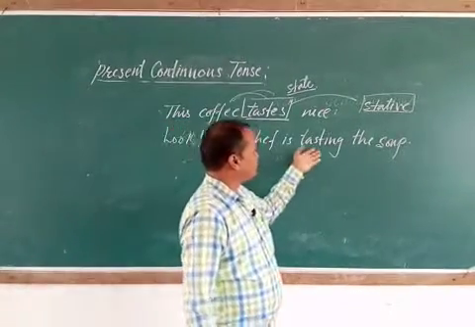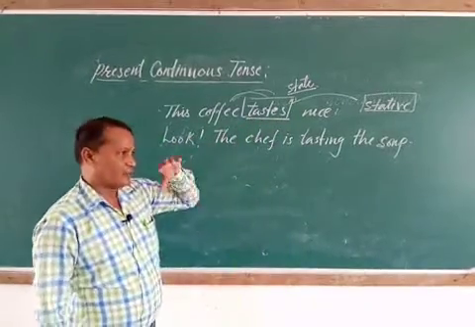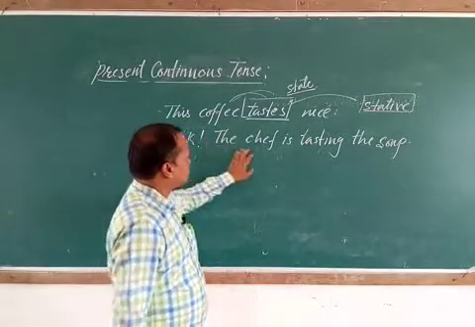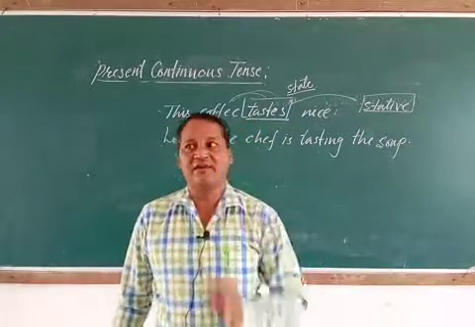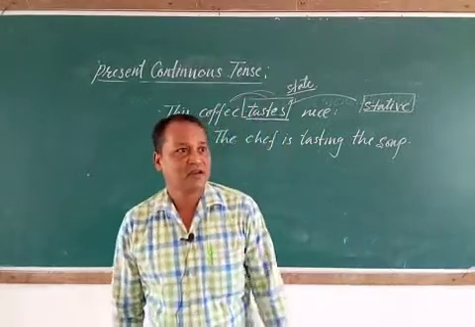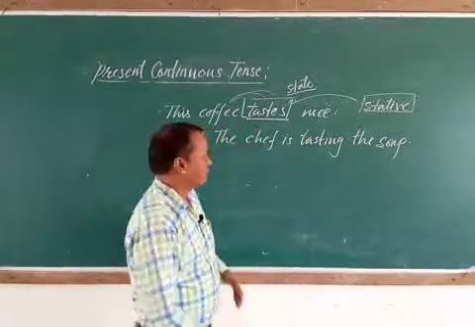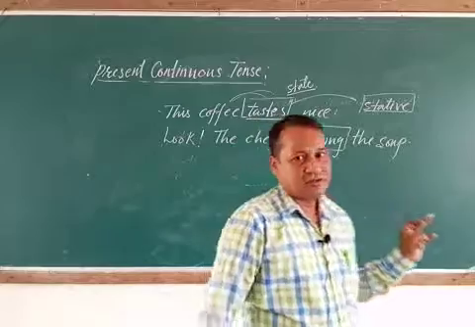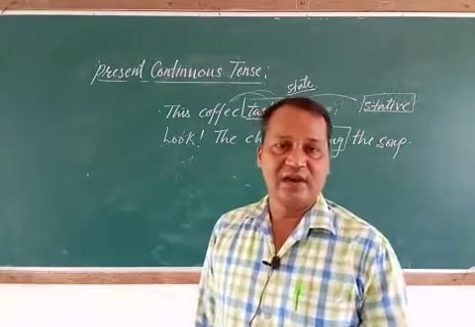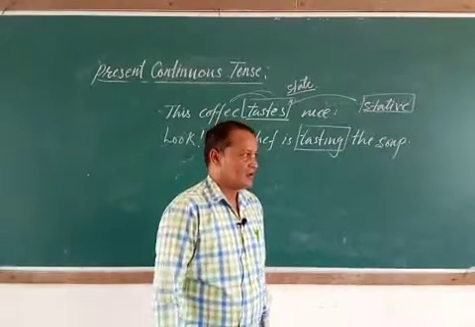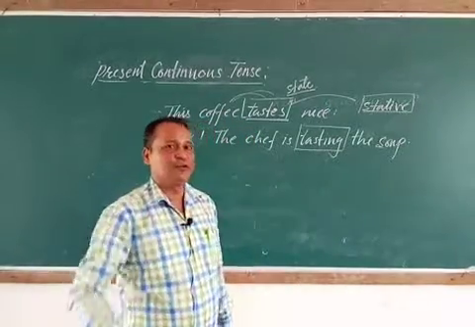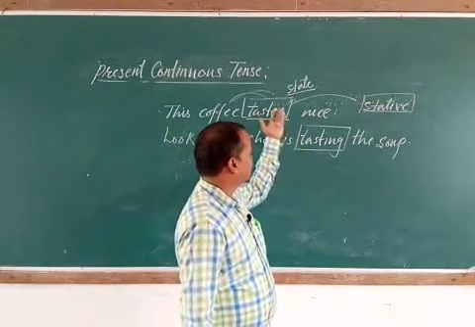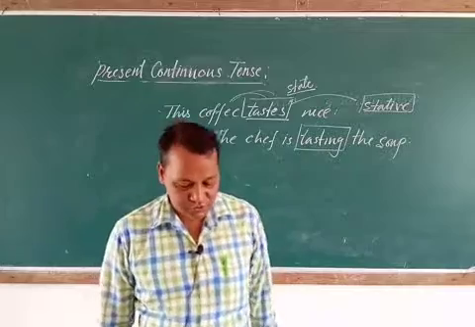The chef is tasting the soup. At the moment when the sentence is spoken, the chef is doing an active action, an active process of tasting the soup. So here tasting is used as a dynamic verb. This verb taste is used as a dynamic verb in the second sentence, because the chef is actively doing something right now.